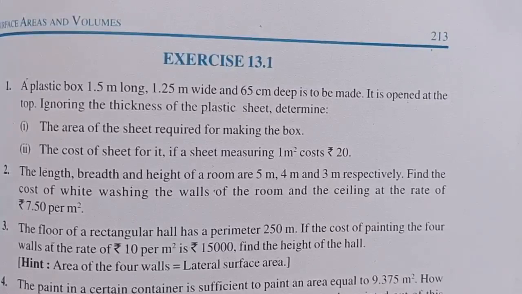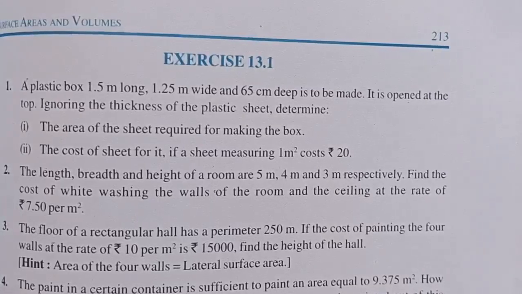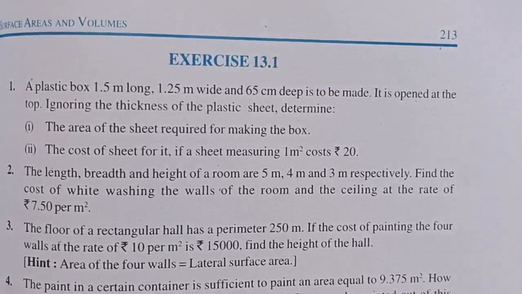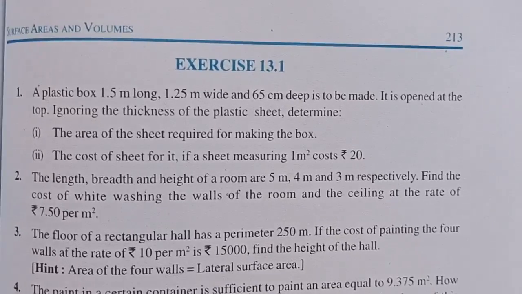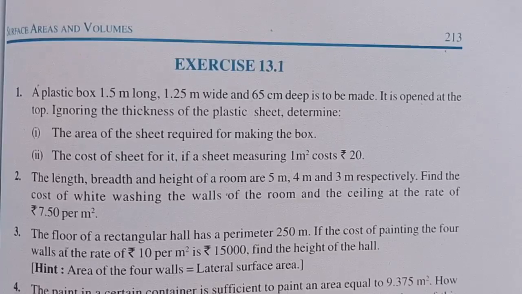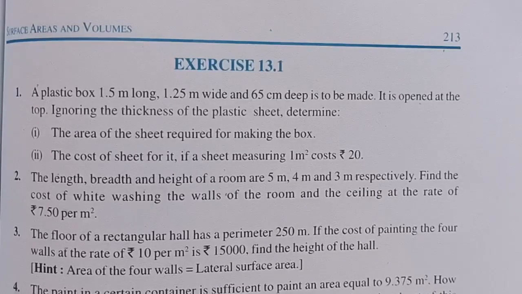Exercise 13.1, question number 1. A plastic box 1.5 meter long, 1.25 meter wide and 65 centimeter deep is to be made. It is open at the top, ignoring the thickness of the plastic sheet. Determine Roman number 1, the area of the sheet required for making the box, and Roman number 2, the cost of sheet for it if a sheet measuring 1 meter square costs rupees 20.